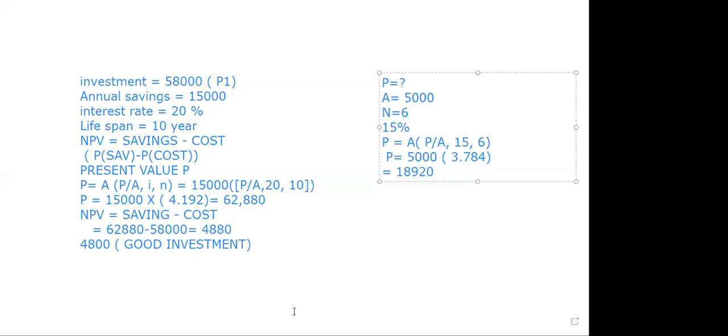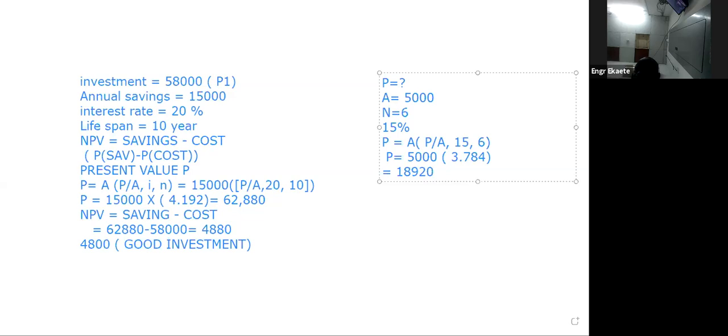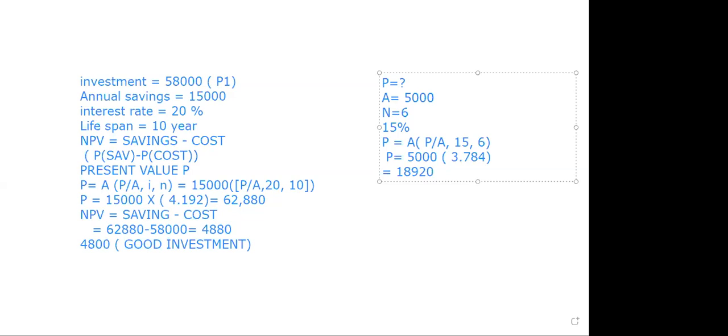Okay, so what is your question? You wanted to know how we arrive at 3.784, right? Yes. Do you have the interest table with you? Yes, I have it. So go to the part that has 15%. Go to the table that has 15%. Then go down to number 6. That's page 22.